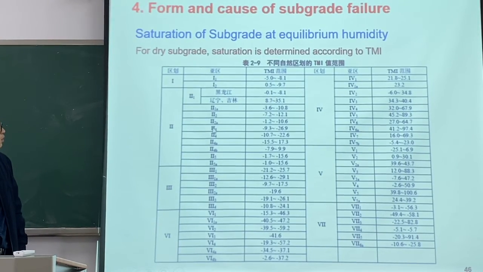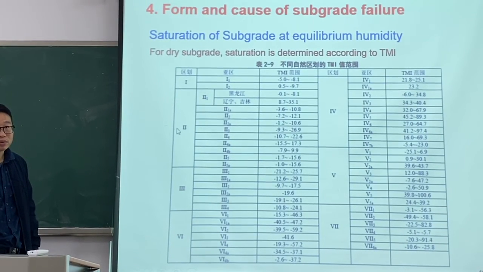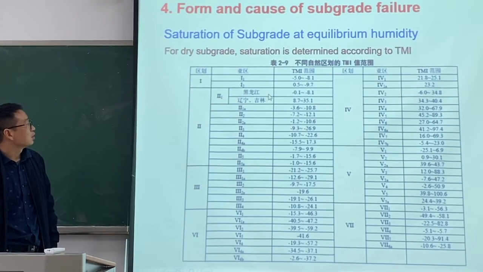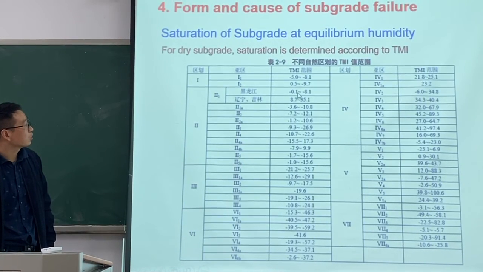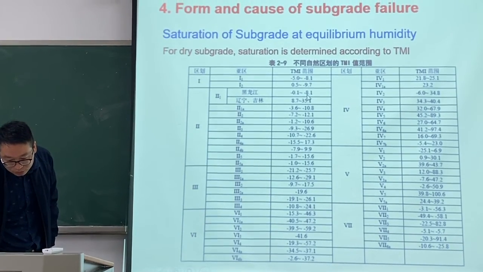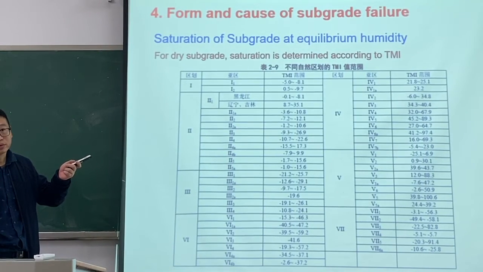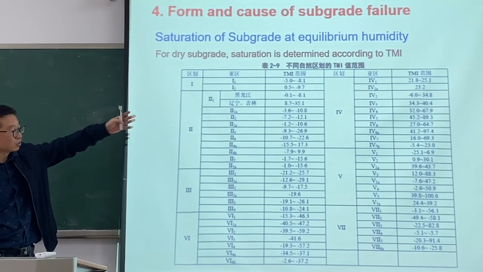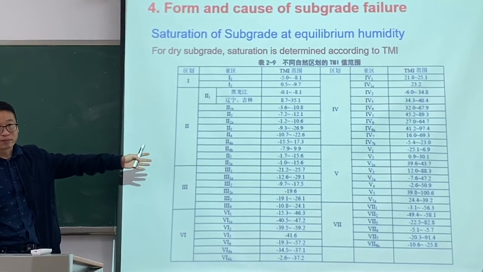For example, when we take the natural zone of 黑龙江, the TMI range is minus 0.1 to minus 8.1. So for dry subgrade, we can use this table to determine the saturation of soil.